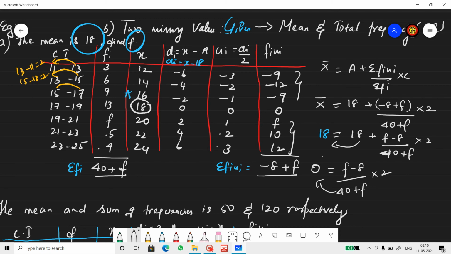So the denominator vanishes. So you get (f minus 8) into 2 equals 0, which is 2f minus 16 equals 0. So f equals 16 by 2, that's 8. So we found the f value, which is 8. Remember, if there is one missing value, the question will definitely give you the mean value.